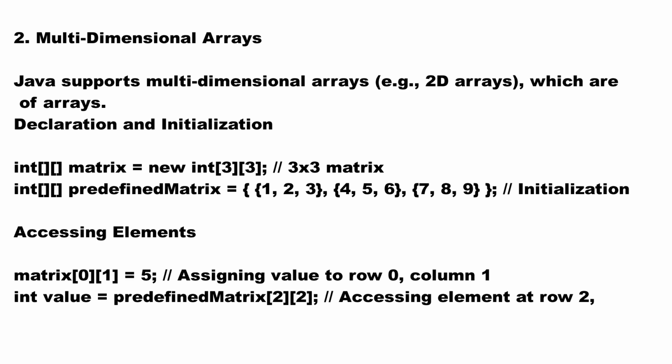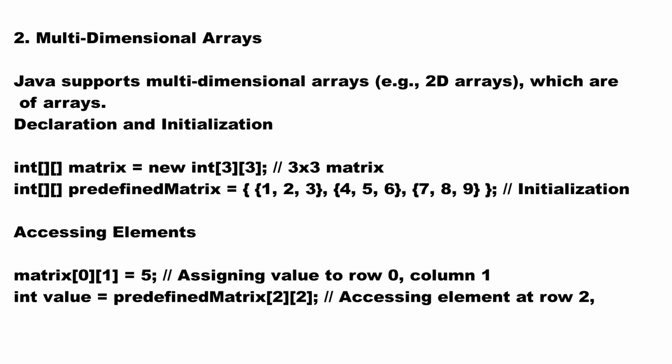In these multi-dimensional arrays, the 2D array is an array of arrays, meaning each element of the main array can itself be an array. The most commonly used multi-dimensional array is the 2-dimensional, which is the 2D array, which is useful for representing matrices, tables and grids, etc. Now let's look at the declaration and initialization.